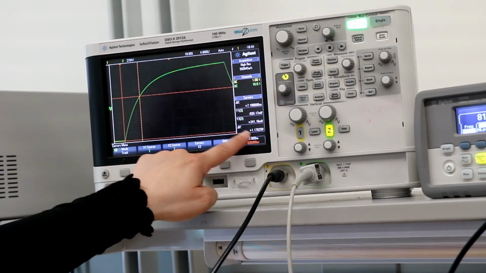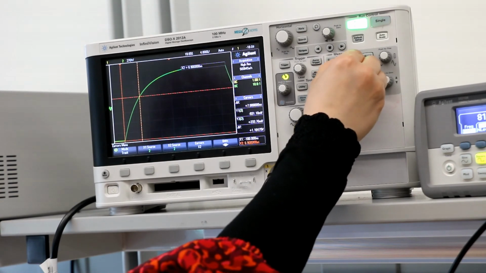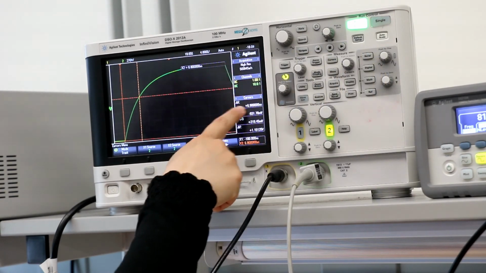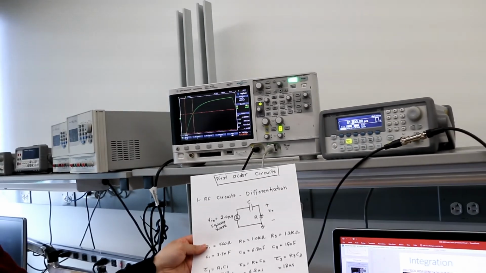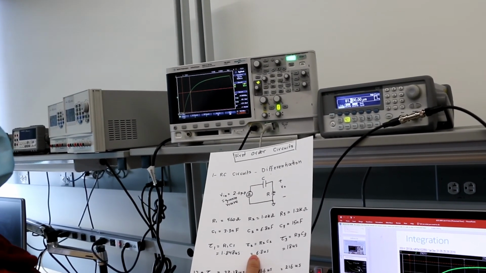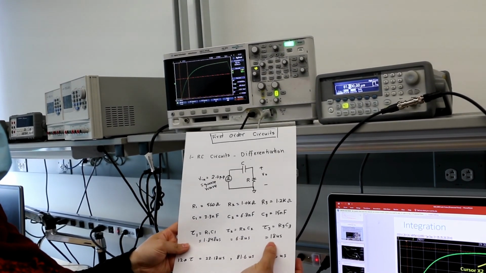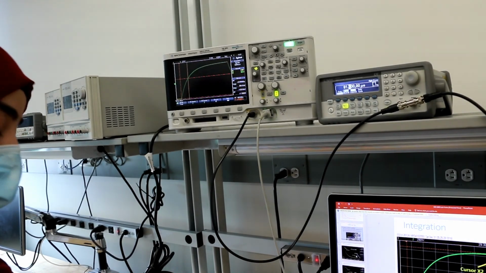So now delta Y is 1.16, and delta X is tau. So tau is 6.8, and for this circuit, tau is R times C is 6.8. It's close to this one. We do the same for the third circuit. That's it.